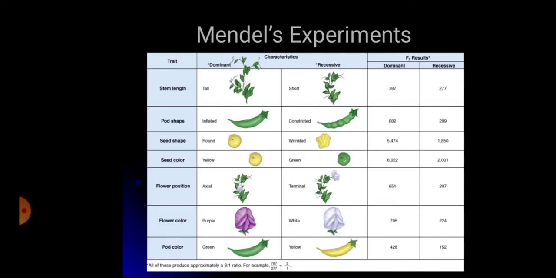Next is his experiments. The first column or row is about the trait, and also the characteristics if it is dominant or recessive, and also the results of the experiments. Results are needed when conducting experiments, like what Mendel did in his experiment. If you look at the picture, you can see the difference between dominant and recessive, in terms of, I think, food or vegetables or fruits or flowers.